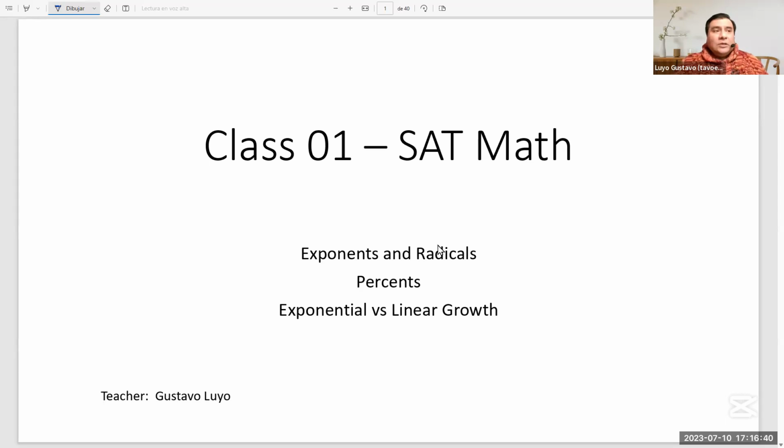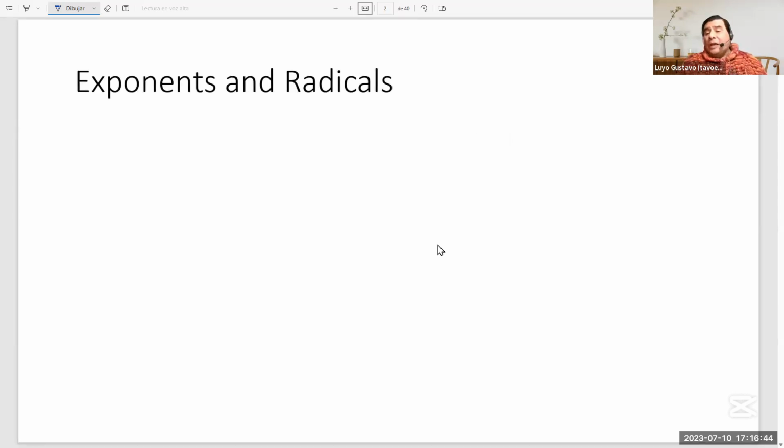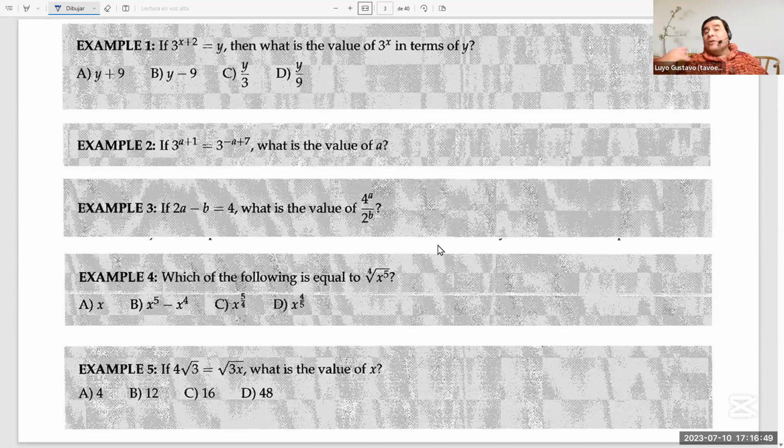Let's continue with our first point. So we're talking about exponents and radicals, okay? With exponents and radicals, the theory behind these topics, you'll be able to do questions like this. So do you want to measure your strength? You can try, for example, example 1. As you know, the SAT has several question formats. One of them is the multiple choice, in which they present you with a question and 4 answer choices labeled A through D. Okay, so let's try example 1.